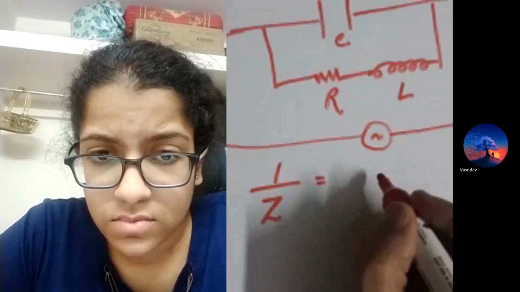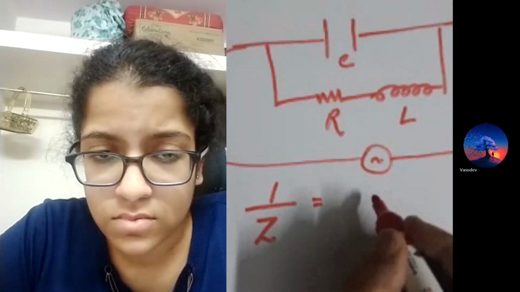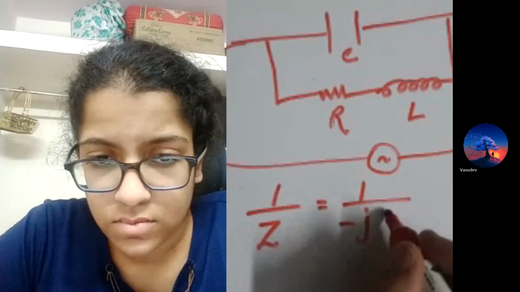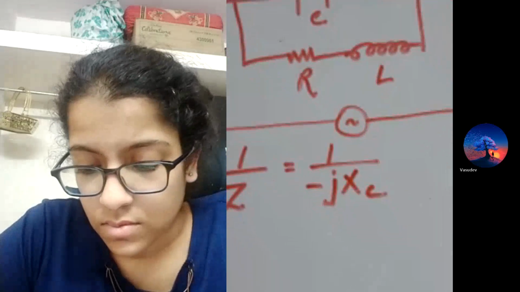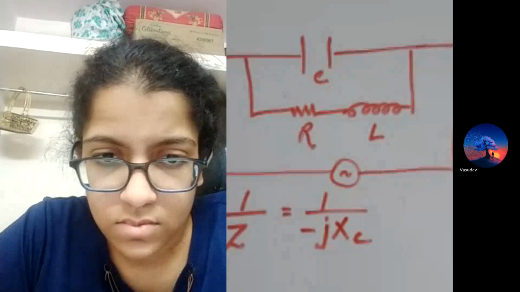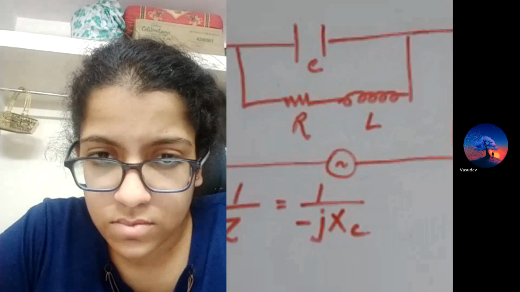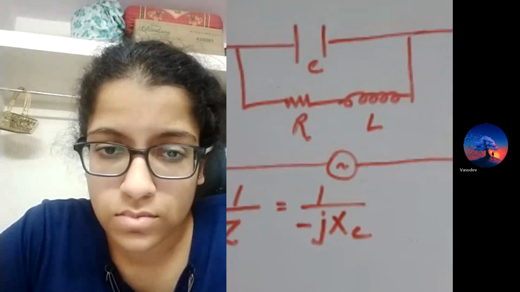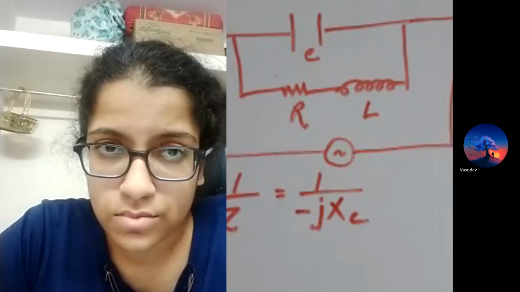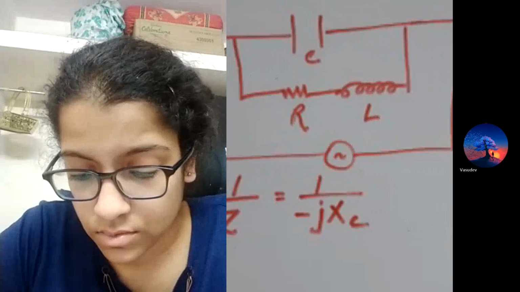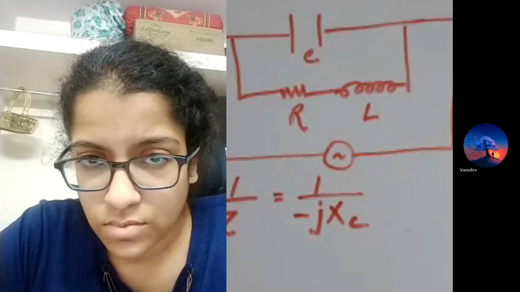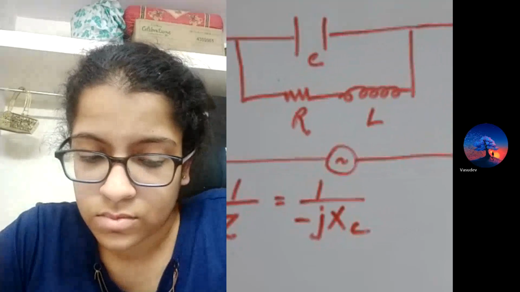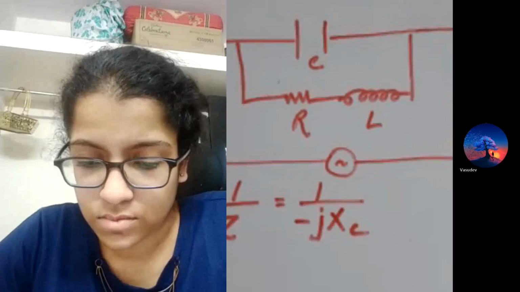Z1, I'm referring to the capacitor. What will be 1 by Z1? 1 by Z1 will be 1 by minus J XC. Now, this is important to understand. XC is 1 by omega C, we are aware of it. Why do we have that minus J sign? That comes from complex numbers. If you are rotating anti-clockwise, you multiply it with J. If you are rotating clockwise, you multiply it with minus J.